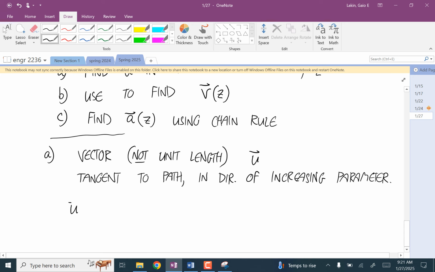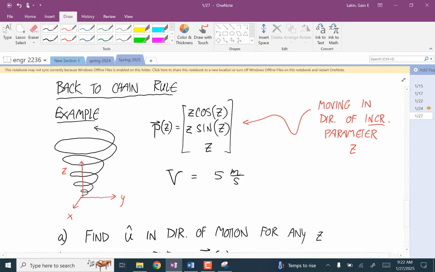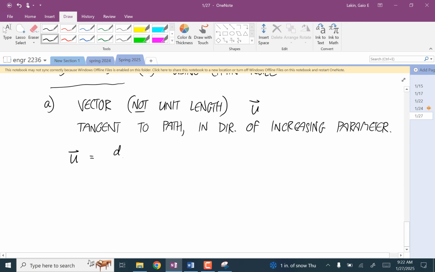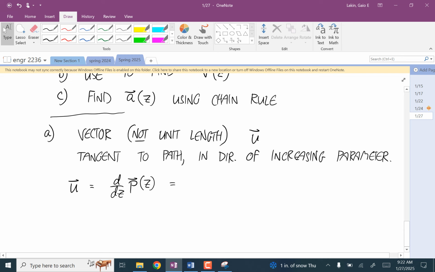So u is, so if this is a parameterization of the position vector, u is d/dz of this parameterization. And let me say, this u always is going to be plus or minus. I'll mention that in a second. So plus or minus.